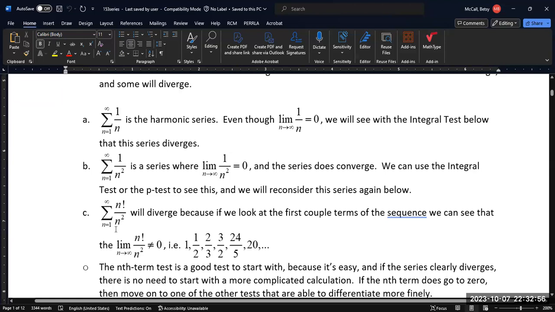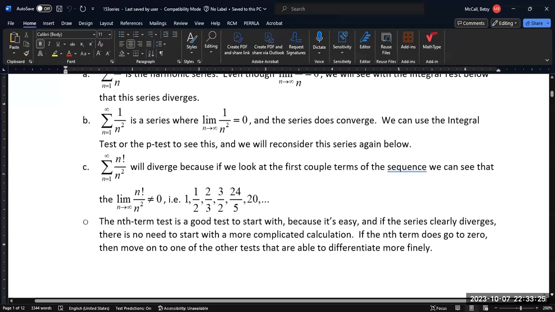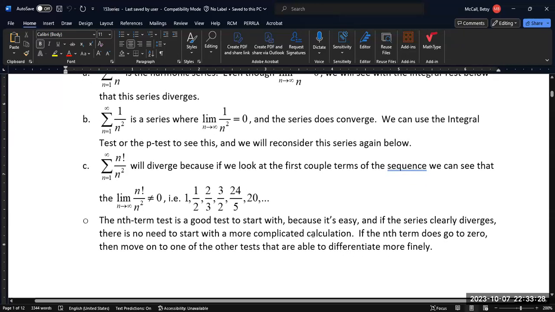On the other hand, in our third example, we have n factorial over n squared. This is very clearly going to diverge. If you look at the limit, it's actually infinity. The factorials will grow much faster than the square will. And these values will continue to get larger and larger, and therefore it's clearly going off to infinity. So the nth term test is a good test to start with if you suspect that it's going to diverge. But you do have to be very careful. If you get a limit of 0, that doesn't mean anything, and you need to try another test.